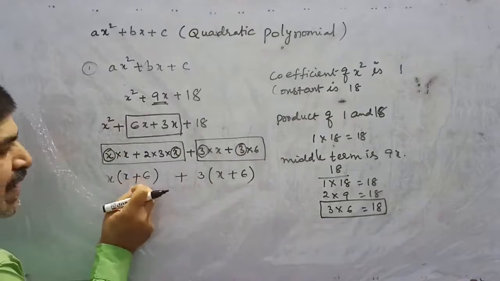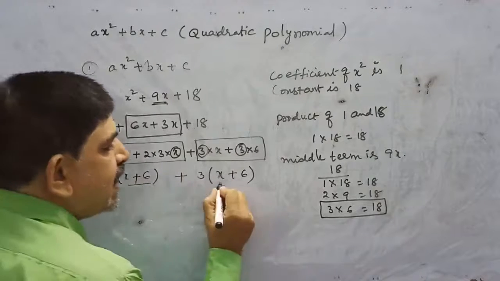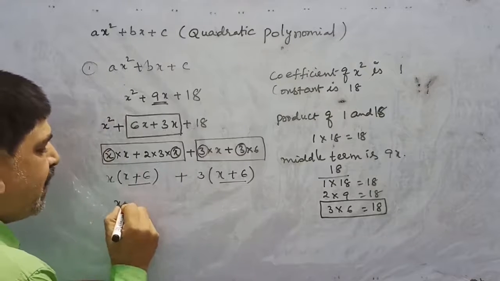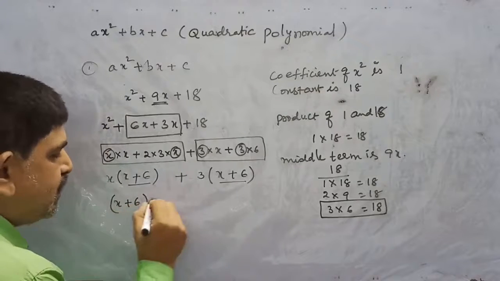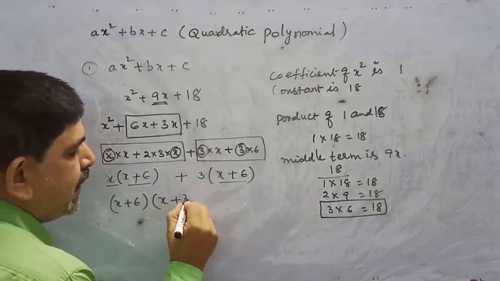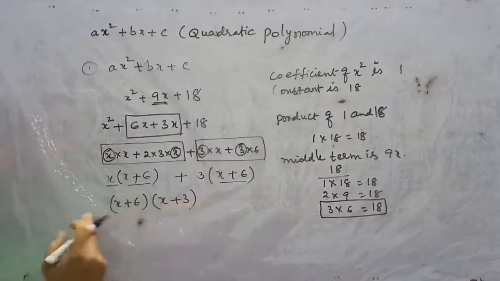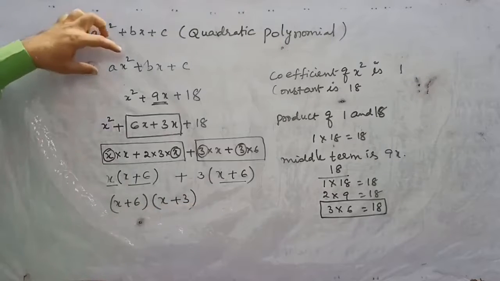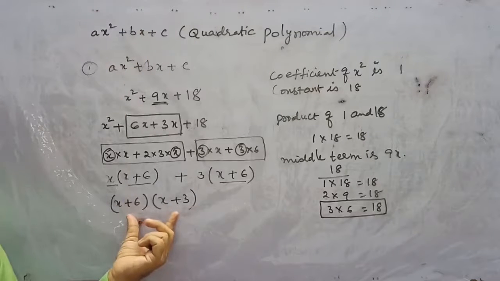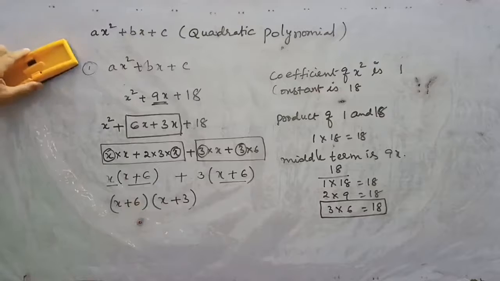Whatever first factor we get, we have to get the same factor here also. So x plus 6 and x plus 6, from these two we write x plus 6 as the common factor. So x plus 6 into the remainder x, here plus 3. So x plus 6 into x plus 3, or x plus 3 into x plus 6. So if all the terms have positive symbols, we get positive values. Like this we have to find the factors.